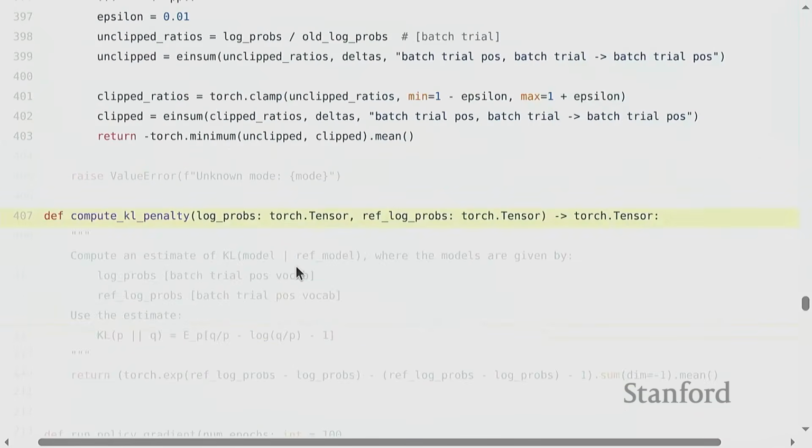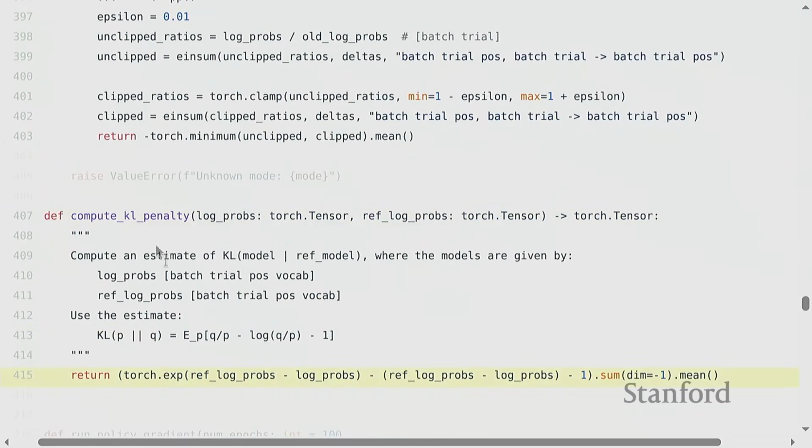Okay. So just a quick implementation of the KL penalty. This is pretty straightforward. The only thing you have to pay attention to is you're summing over the last dimension but taking a mean. So you're summing over the vocab, but you're taking a mean over batch, trial, and position.